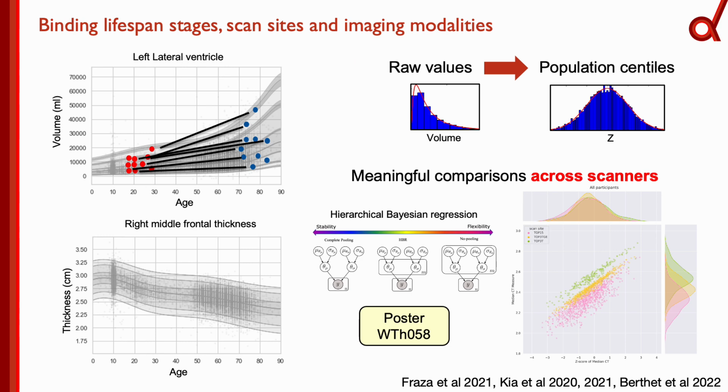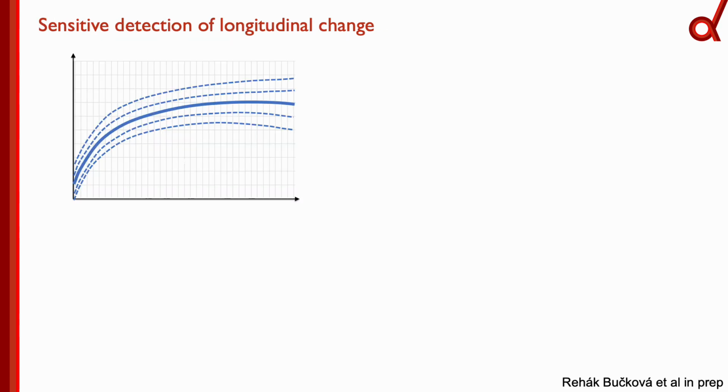And Pierre Berthet is leading on this work, where we use hierarchical Bayesian regression to do meaningful comparisons across things that are acquired on completely different scanners. And you can see that the histograms on the right hand side are the raw data that are corrupted with site effects, and that's all taken care of by this normative modelling approach.